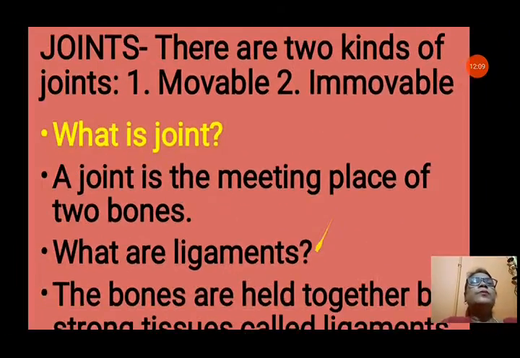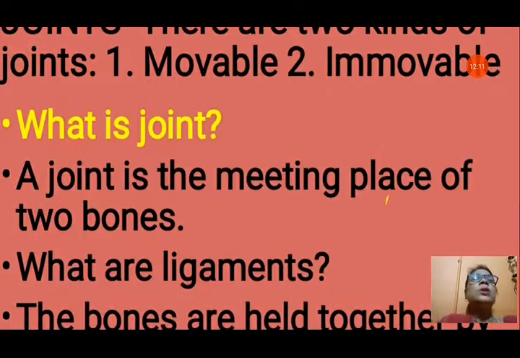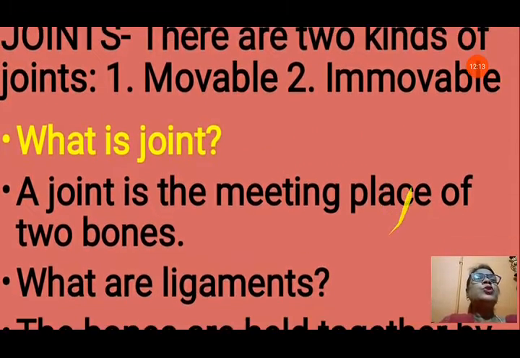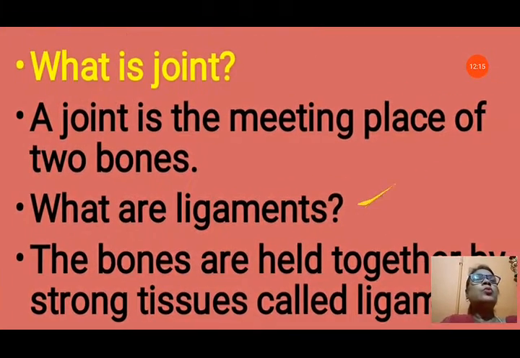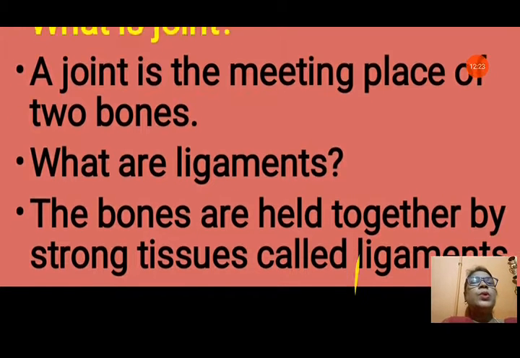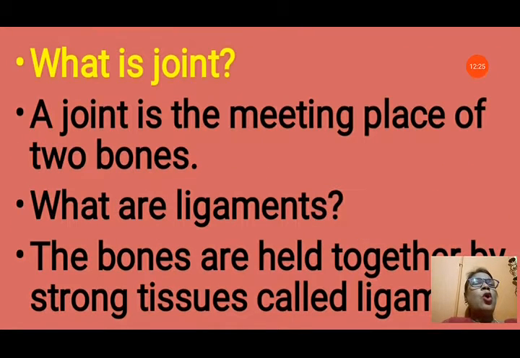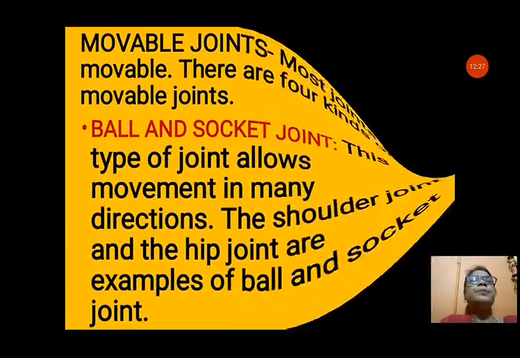Now joints. Without joints movement is not possible. Joints are of two kinds, movable joints and immovable joints. Some joints are not movable. What is a joint? A joint is the meeting place of two bones that helps us in movement. What are ligaments? The bones are held together by strong tissues called ligaments.